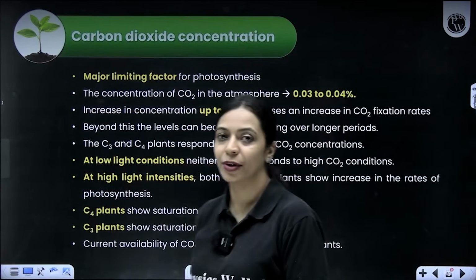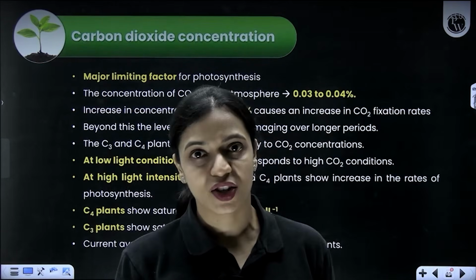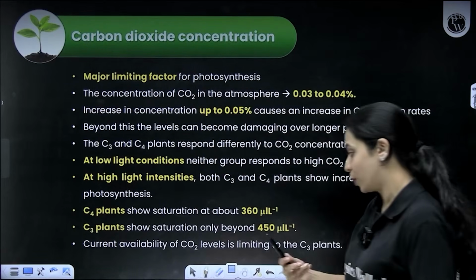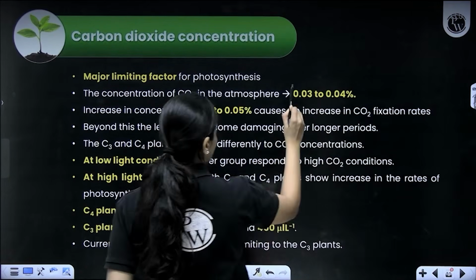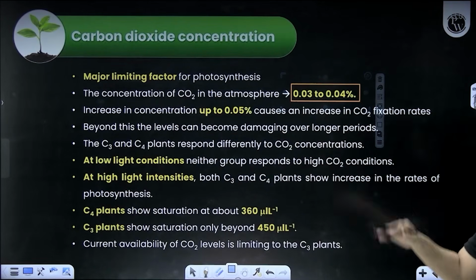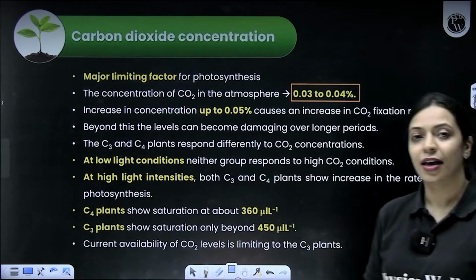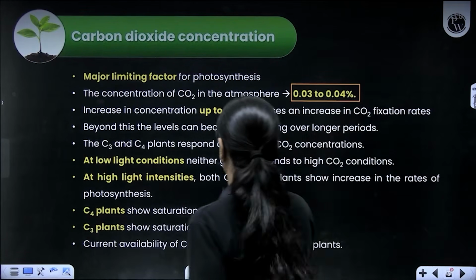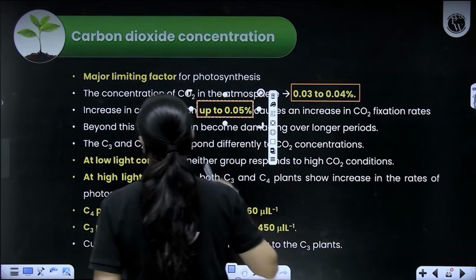Now, let's talk about carbon dioxide concentration. This is the major limiting factor for photosynthesis. In our atmosphere, from where plants take in carbon dioxide, the concentration is about 0.03 to 0.04%. If you increase that even slightly up to 0.05%, you will see an increase in the rate of photosynthesis.